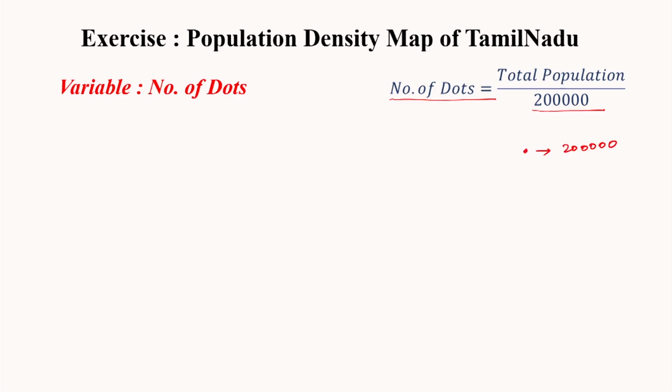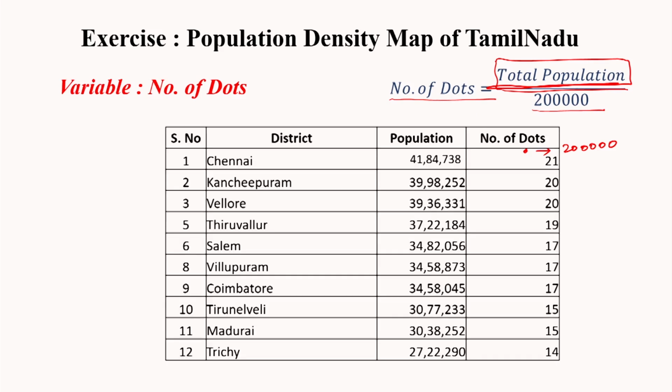So, to calculate the number of dots, we take the total population of the specific area and divide it by one dot's value, that is 2 lakh. Then we will get the total number of dots we have to plot in each district. So, this is the data we have got from census 2011. Here we have the district name and district population.